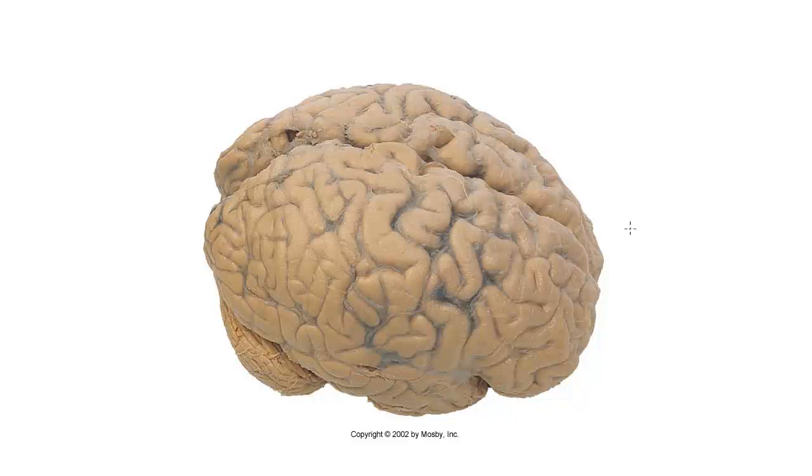This is a view of the human brain fresh out of the cadaver, out of the skull. So it's a cadaver brain. And up here, this is rostral, so this would be toward the nose of this individual. And back here, this direction is referred to as caudal, so this would be the back of the head.